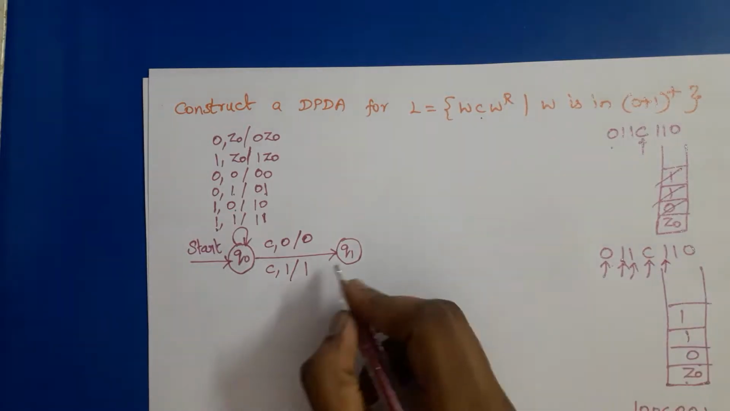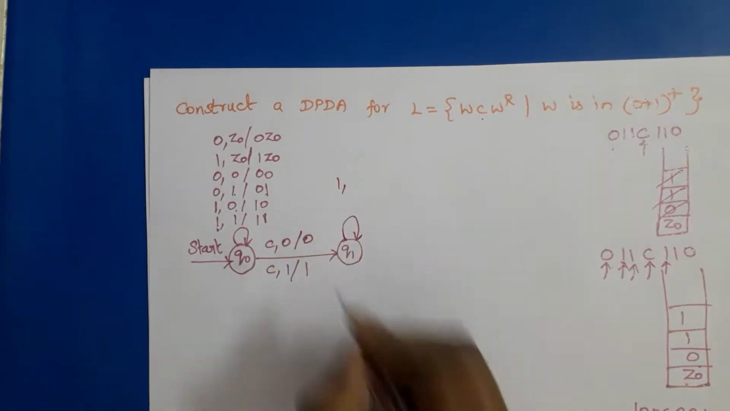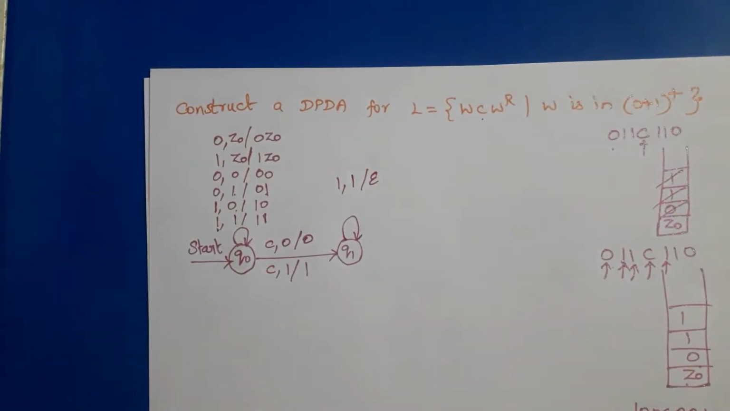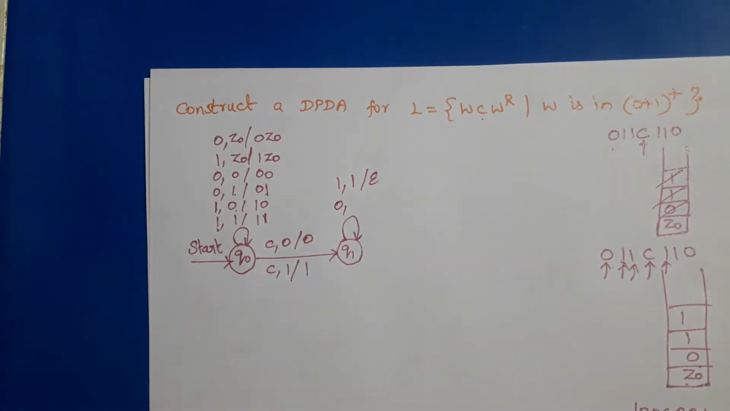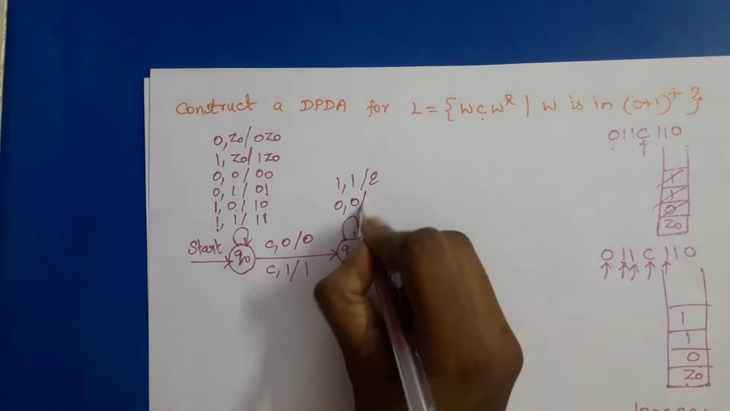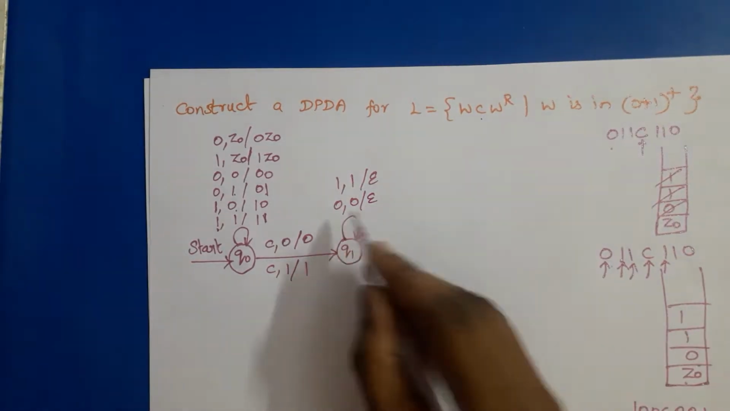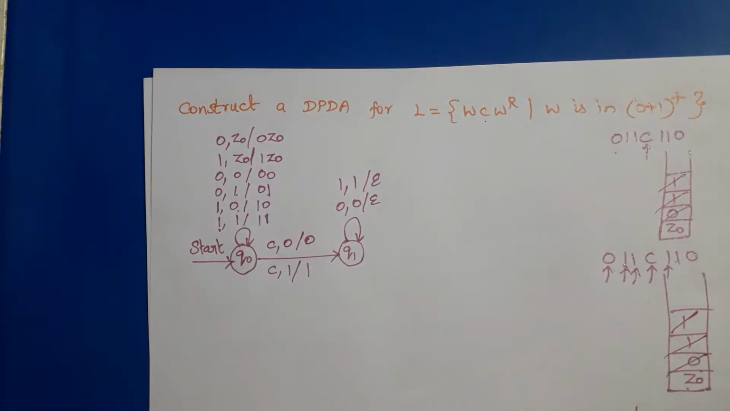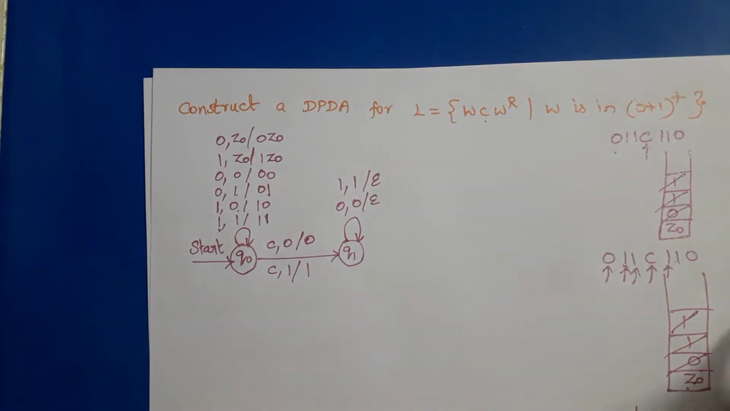Now the next input here is 1 and here is 0, right? So in Q1, if the next input is 1 and the top of the stack is also 1, we need to perform pop. Sometimes in Q1, the next input is 0. In this case, definitely the top of the stack should be 0. Then only can we perform the pop operation. This is repeatedly performed: 1 and 1 pop, 1 and 1 pop, 0 and 0 pop. Repeatedly it will be applied. So now Q1 and Z0.